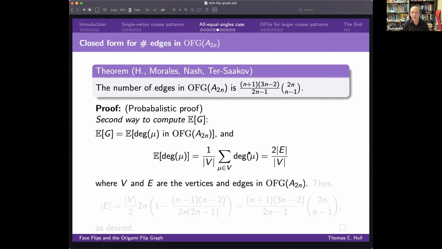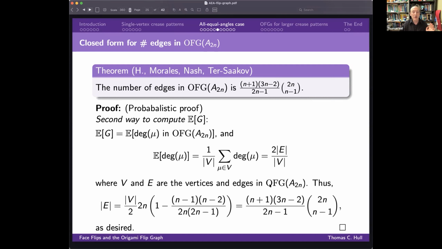But the sum of the degrees in a graph is 2 times the number of edges. That's what we want to find: the number of edges in this graph. We know the number of vertices. We calculated that before. That's just 2 times 2n choose n minus 1. So since this is also the expected value of G, we can set that equal to the formula I got on the previous slide, and solve for E.